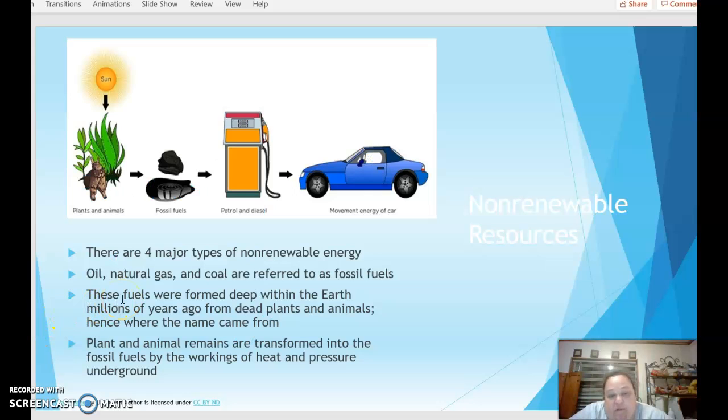Non-renewable resources, there are 4 major types. Oil, natural gas, and coal are referred to as fossil fuels. The 4th one is nuclear energy.